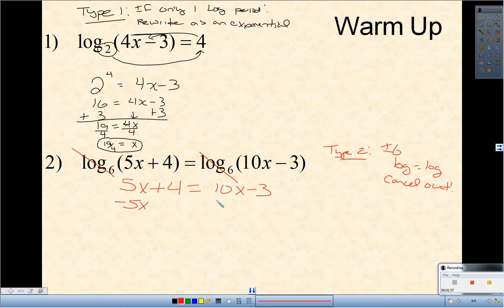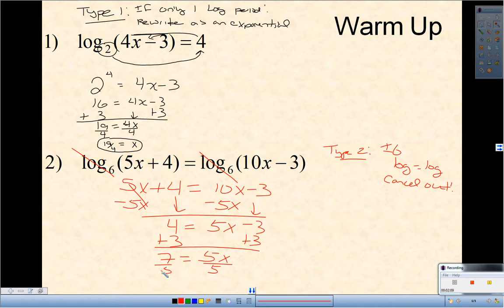I'm going to solve this for x by subtracting 5x from both sides, so that gives me 5x minus 3. Then I'm going to add 3, so I get 7 equals 5x, and then I'm going to divide by 5, so that gives me 7 over 5. Okay, so far these are the only two types of logarithmic equations that we can solve: if there is only one logarithm, period, or if there's one singular log on the left and one singular log on the right. Well, unfortunately, these are not the only types of logarithmic equations.